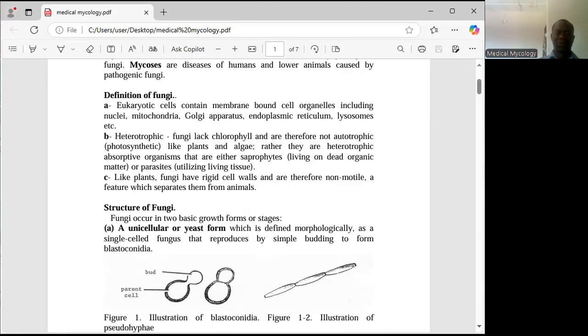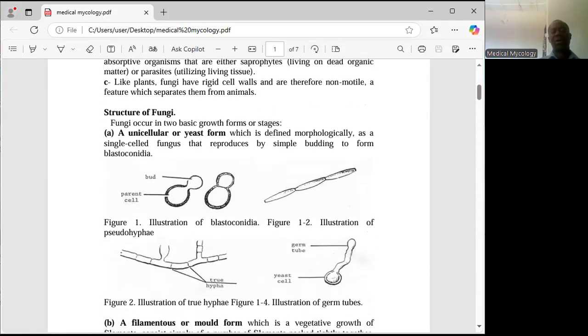Now let's look at the structure of fungi. Fungi occur in two basic growth forms or stages. These stages are one, what we refer to as the unicellular or yeast form, and two, the filamentous or mold form. Now let's look at the yeast form. The yeast form is defined morphologically as a single-celled fungus that reproduces by budding to form what we call blastoconidia.